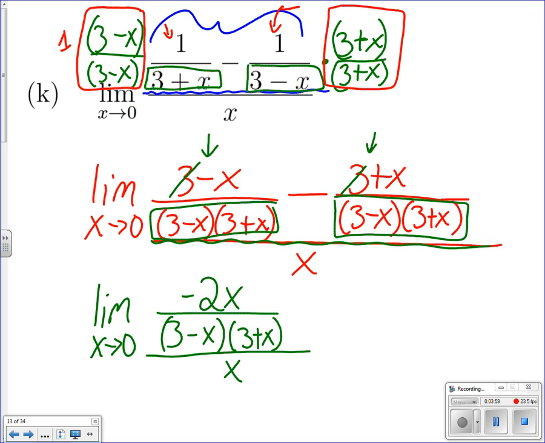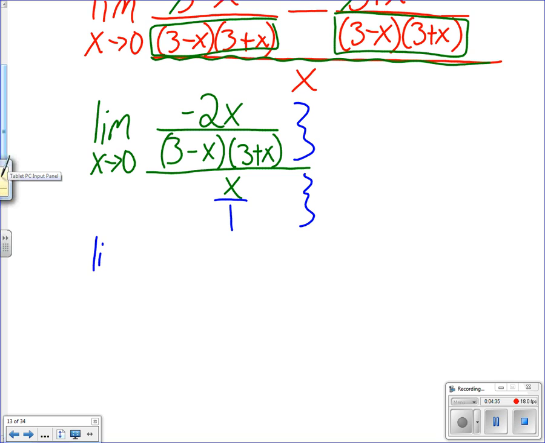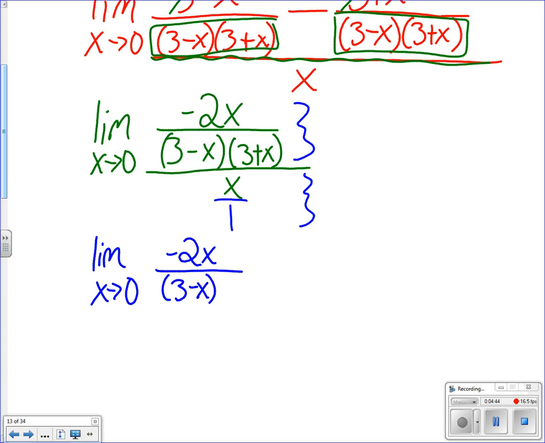Now at this point, we want to rewrite this. We really haven't changed anything, because we still are considering this entire top as one fraction, and this entire bottom as its own fraction, and anything divided by 1 is still itself. So we would write negative 2x over 3 minus x times 3 plus x, and then instead of this individual division bar, I'm just going to use a division symbol. Right after that, I still have x divided by 1, so x over 1.